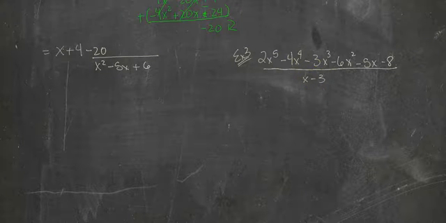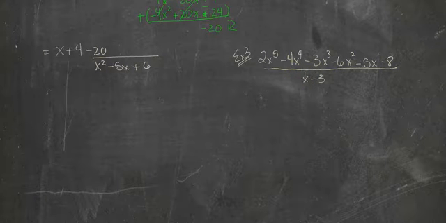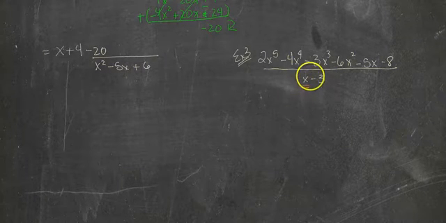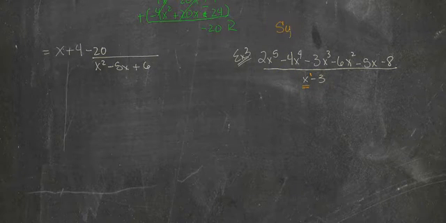Okay, so first I make sure I have all my descending orders. 5, 4, 3, 2, 1, 0 in the numerator. I'm good to go in the numerator. In the denominator, I have, oh, look at this. Oh, happy day. This is very exciting. When you have a binomial of power 1, which I have, you can use synthetic division.